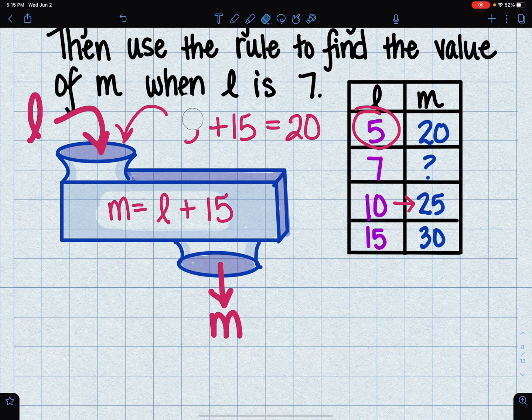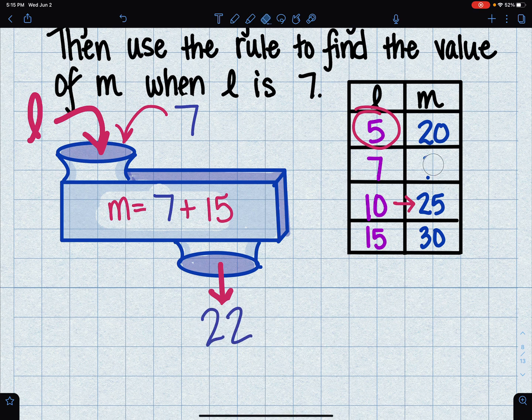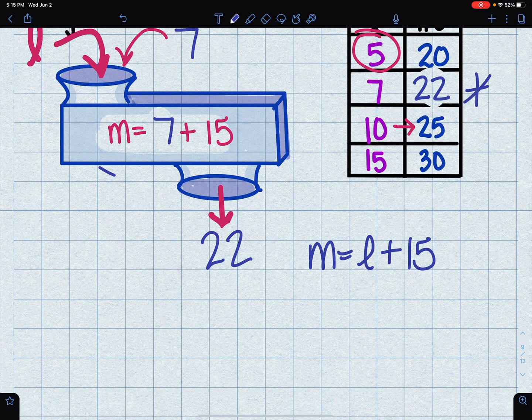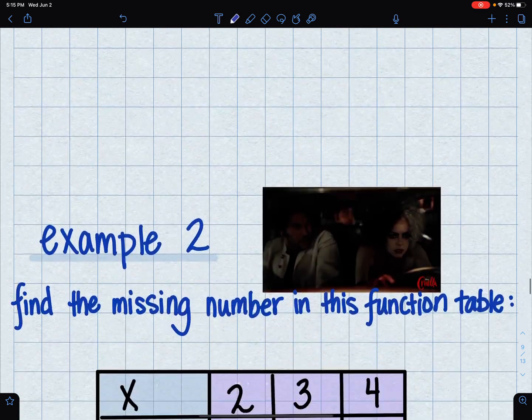All right, so if we know the function, this time we're going to plug in a 7 into this machine. That would make this a 7, m equals 7 plus 15, and the number that it's going to spit out is going to be 22. And that goes over here in this table, 22. So we figured it out. We know the function, which is m equals L plus 15, and we know the missing value, which is that 22. Cool. Let's do example 2.